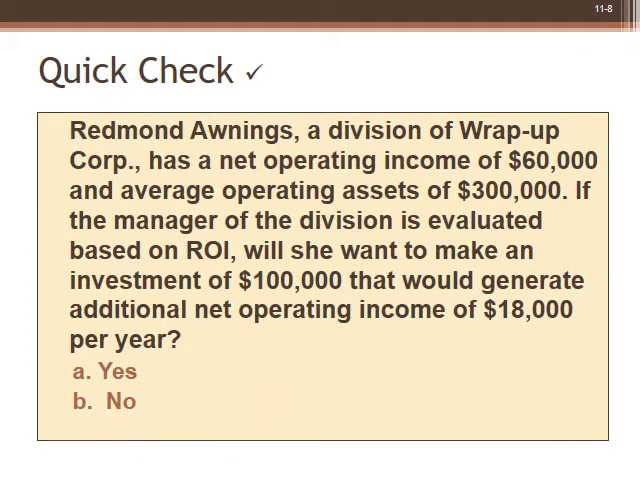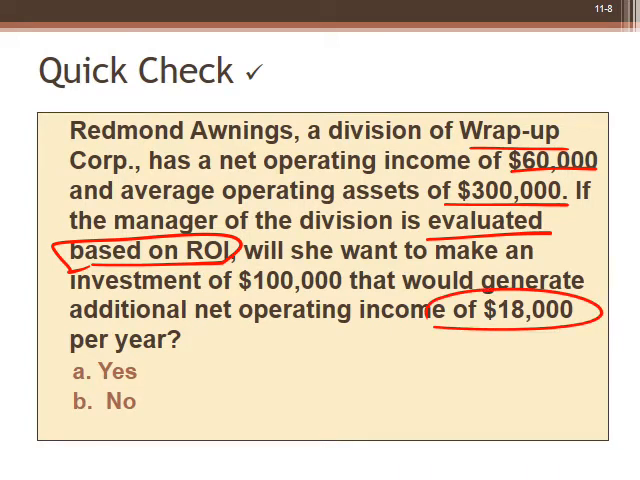We have added a little more flavor to this same question. The Redmond Evening division of Wrap-Up Corporation has a net operating income of 60,000 and average operating assets of 300,000. If the manager of the division is evaluated based on ROI, will she want to make an investment of 100,000 that would generate additional net operating income of 18,000 per year? Pause the video, try to solve it, and then we'll solve it together.